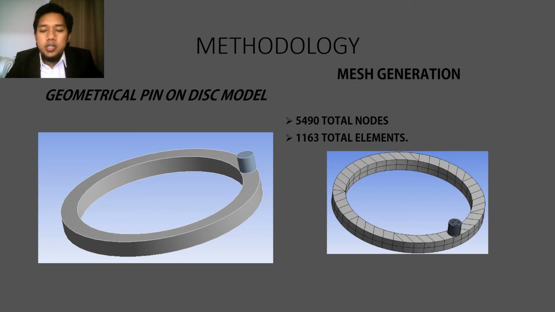Next is mesh generation. The mesh was generated. To refine the mesh, edge sizing function was used in the contact area. It is a solid mesh with 590 total nodes and 1163 total elements.